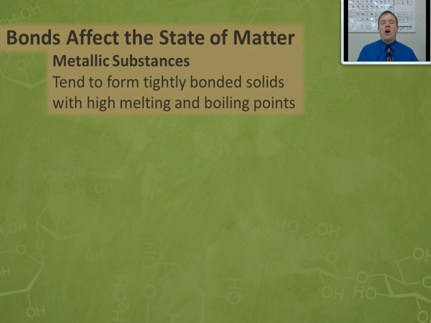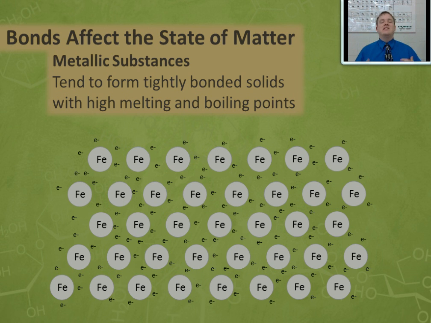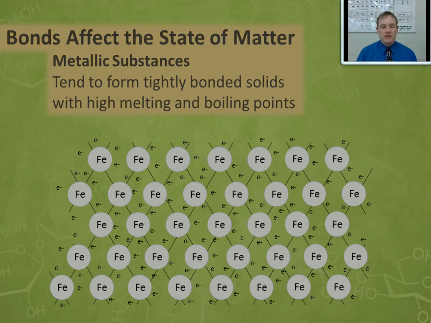Metallic substances also tend to form tightly bonded solids, and they also tend to have high melting and boiling points. Here's an example. Iron atoms come together, and they're going to stay nearby each other and bond pretty tightly together because they have all of these electrons in a sea of electrons between them. So these electrons are pulling on the cores of the atoms that are positively charged and sort of gluing them, holding them tightly together in a crystal arrangement. That's why metals tend to form solids.